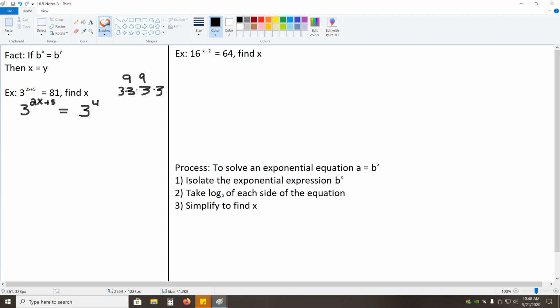And now that we have the same base on each side of the equation, we can set the exponents equal. 2x plus 5 equals 4. And now, just solving for x, we'll subtract 5 from each side to get 2x equals negative 1. Dividing each side by 2, we get x equals negative 1/2.